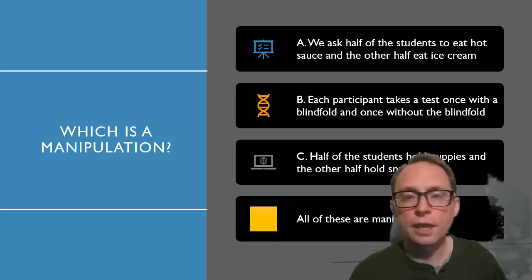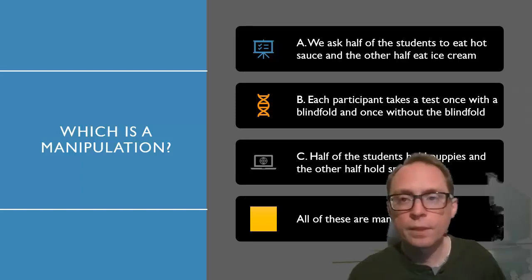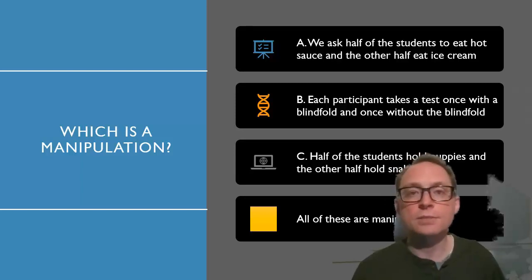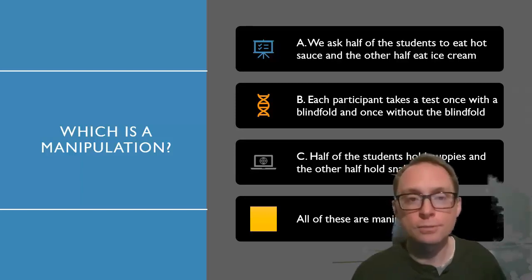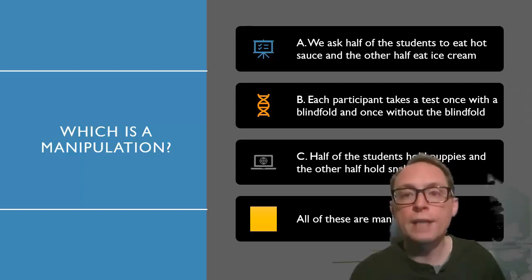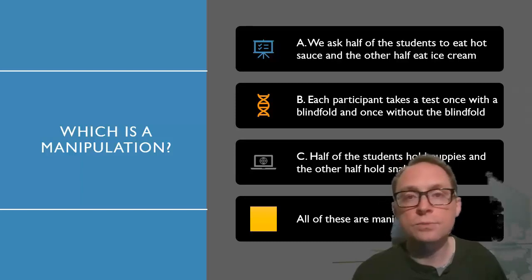So let's say that, I don't know, pleasure is the conceptual variable, and eating hot sauce would be low pleasure, and eating ice cream would be high pleasure. If we ask half the students to eat the hot sauce, which would be low pleasure, and half to eat the ice cream, then we are manipulating pleasure.